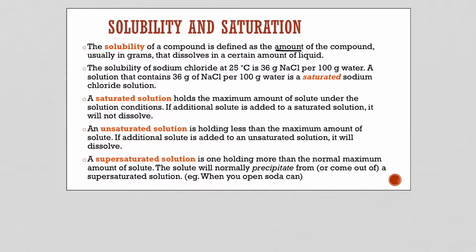Now, we can also have, and this is probably the most common situation, an unsaturated solution where we've dissolved less than our solubility maximum. So we're below a saturated solution. So we have less than whatever that solubility is dissolved. And if we add some more, then it will continue to dissolve until we reach that saturation point.